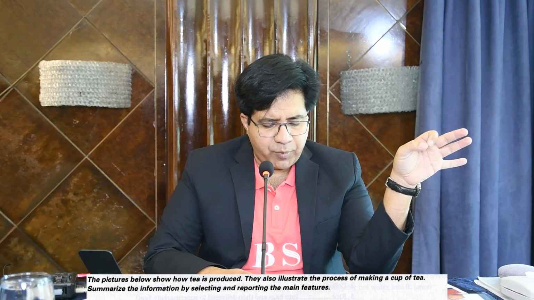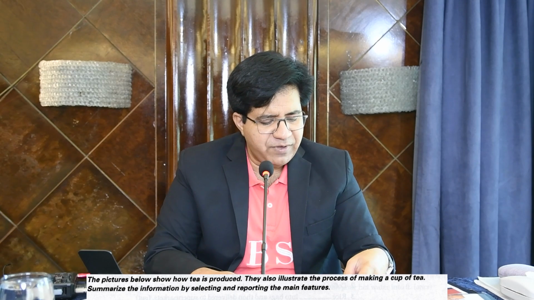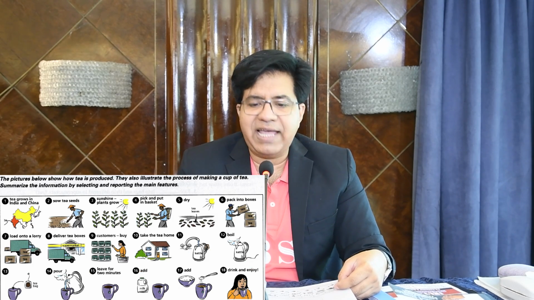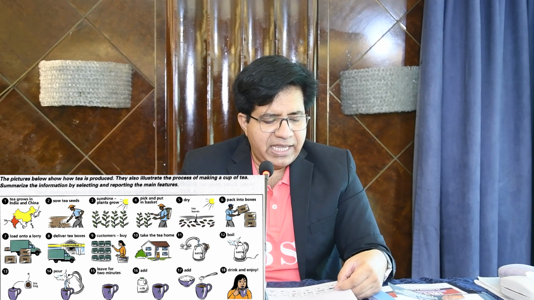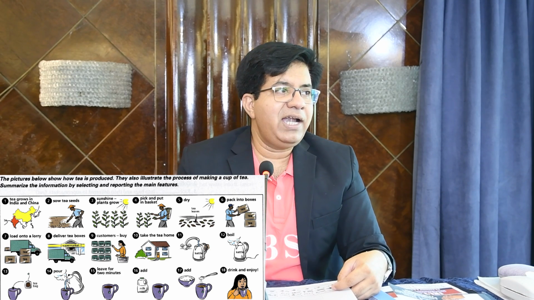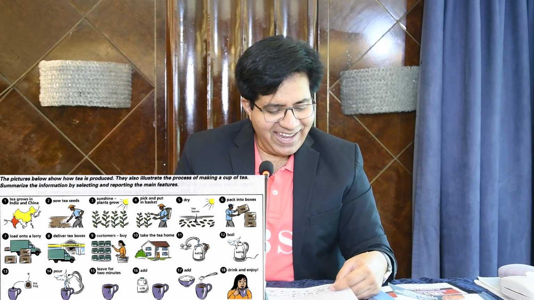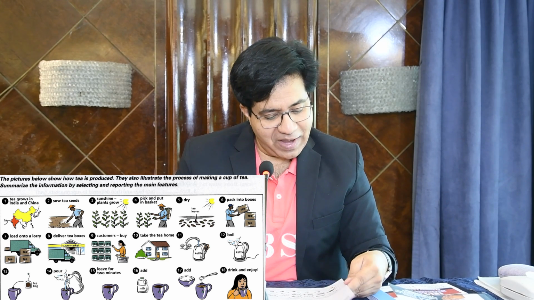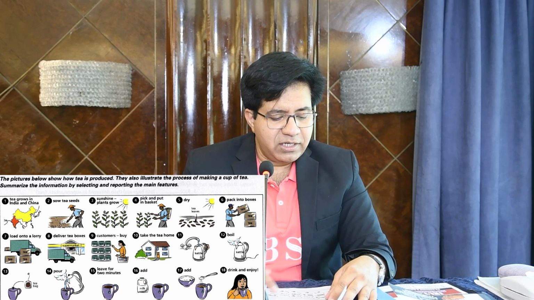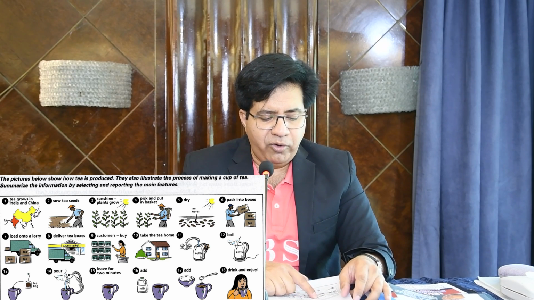So they also illustrate the process of making a cup of tea. Summarize the information by selecting and reporting the main features. Step number 1, what is that? Tea grows in India and China. So if you're from India, comment below. And if you're from China, you should comment as well. Diagram part number 2, sow tea seeds.